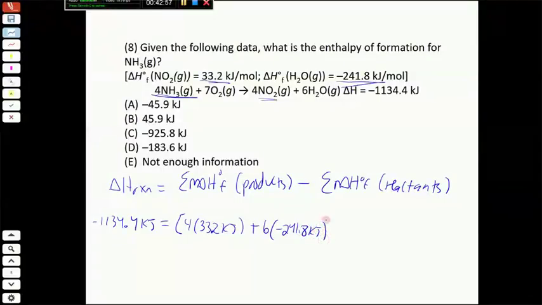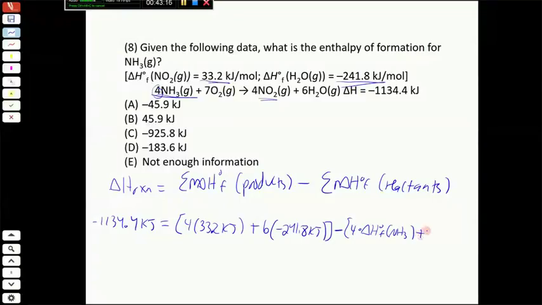So that's the sum of the delta H of formation for products, and then we subtract the sum of the delta H of formation for the reactants. Our first reactant is NH3, and we don't know what its delta H of formation is. That's what we're trying to find here. But there's 4 moles of it, coefficient of 4, so we have to make sure we multiply that by 4.